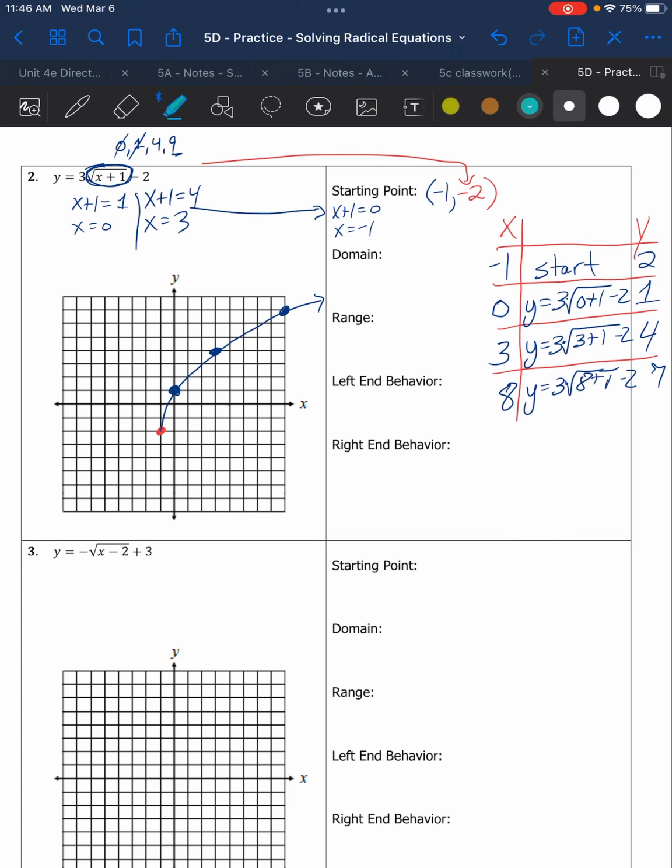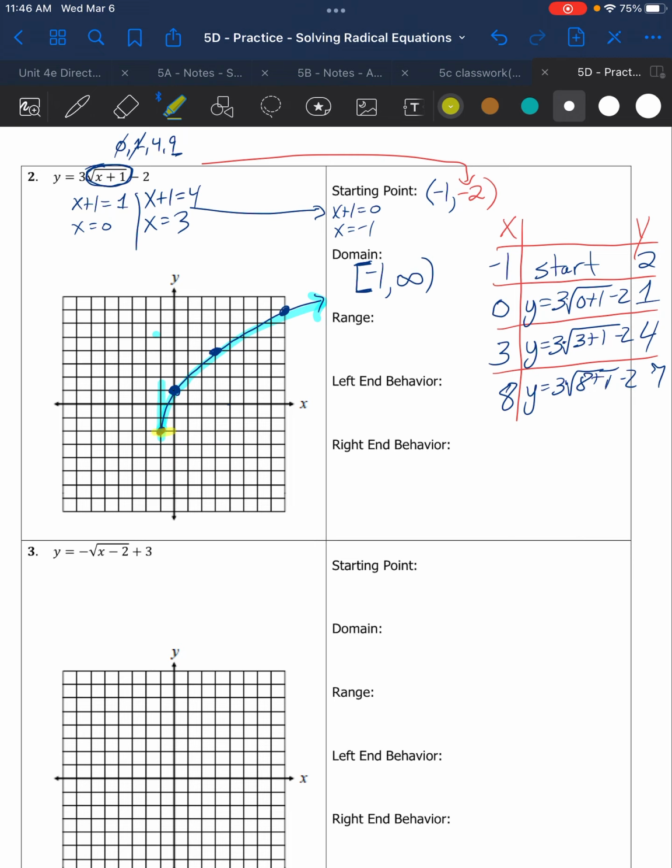All right, domain is how far left and right the graph goes. The farthest left this graph goes is right here, where my x value is at negative 1. There's a closed point there, so it's equal to negative 1, and that's what the bracket means. How far right does the graph go? The graph goes to the right forever, to infinity. And you cannot equal infinity, it's not a number.